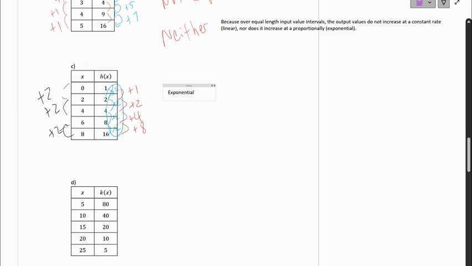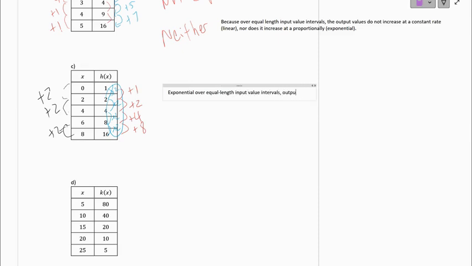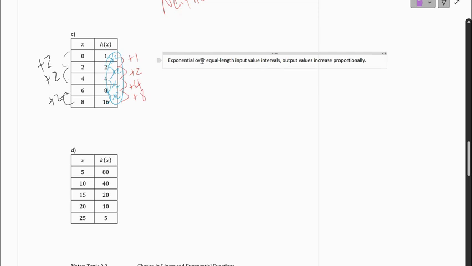My handwriting is so bad, so I'm going to type it. Over equal length input value intervals, output values increase proportionally. And there is our answer. Man, I missed a word, proportionally. Okay, and there's our answer for C. That's what our answer would be anytime we're determining if something is exponential in a table.